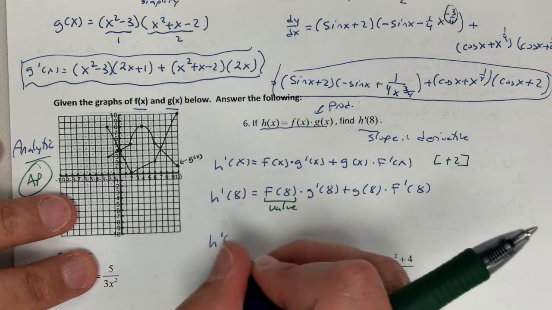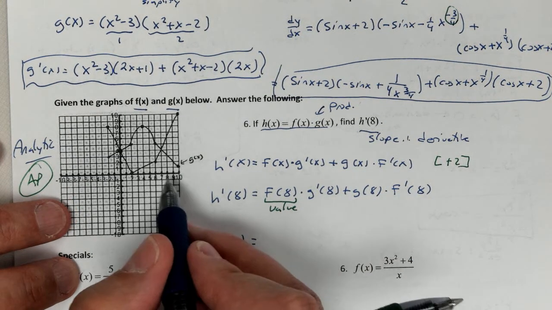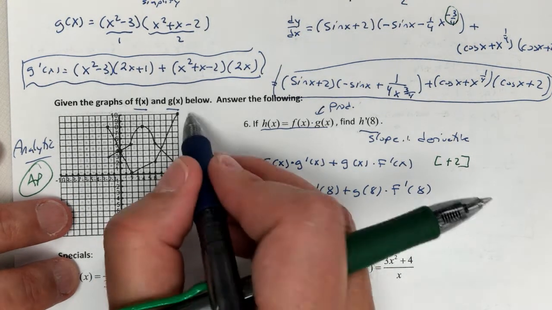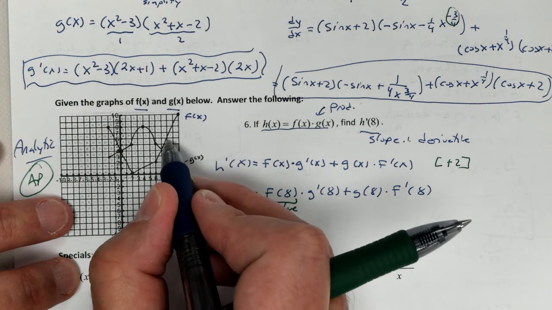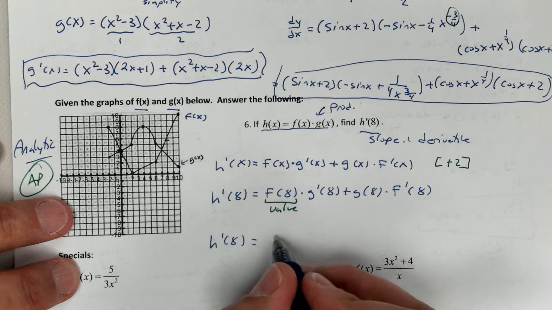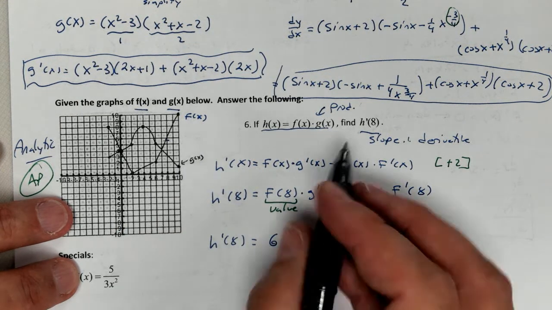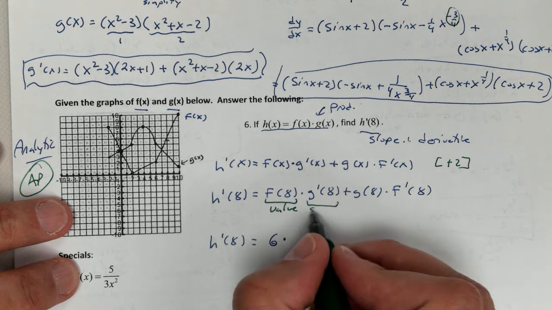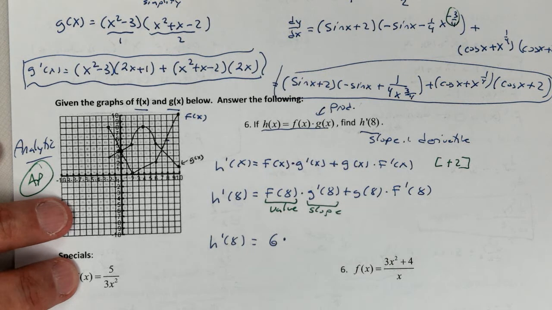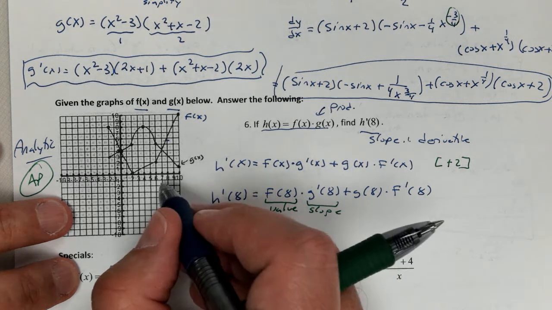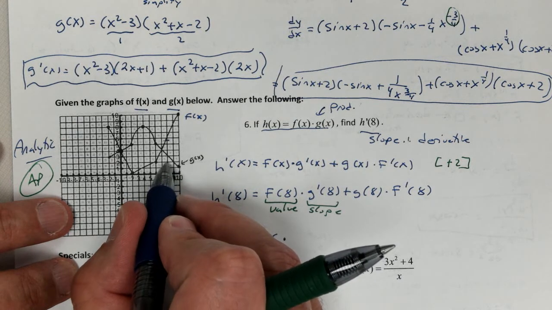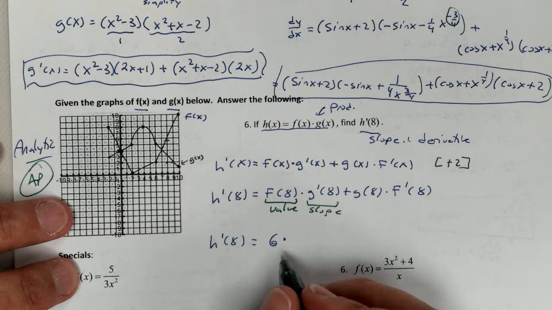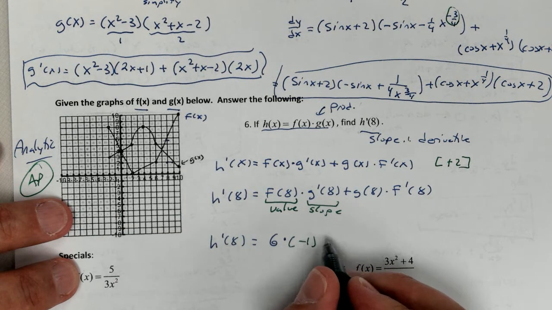So to get h prime of 8, I go to 8 and I go up to f. Well, if this is g, this must be f of x up top. At 8, I want the value, which is 6, times this one, g prime, I want the slope of g at 8. So here's g. At 8 looks like the slope is going down 1 over 1. So the slope looks like negative 1.